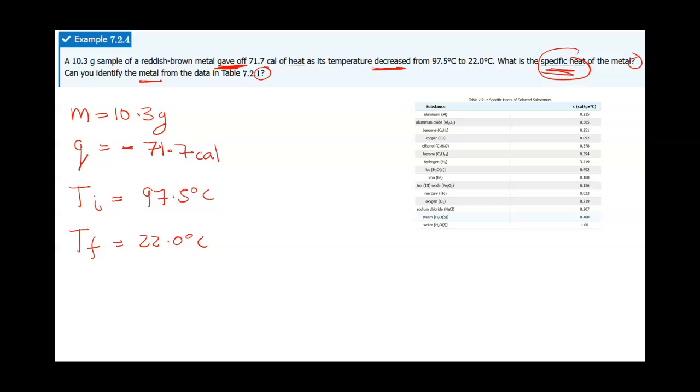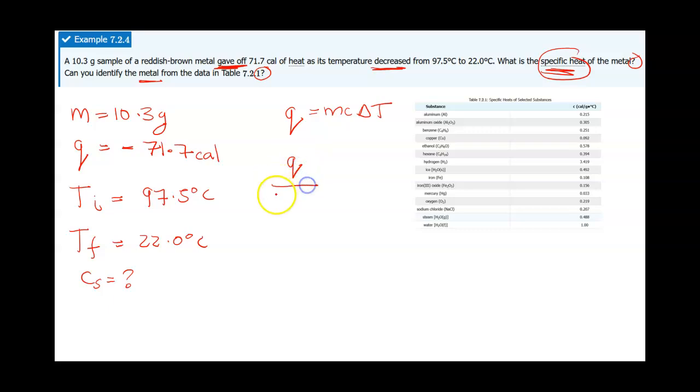So let's see what we've got here. We want to try and figure out what the specific heat is. So I like to begin by writing out the formula, Q equals mcΔT. And there we go. And then we want to solve for the specific heat. So this is very similar to what we did in the lab. So I'm going to divide both sides by mΔT.